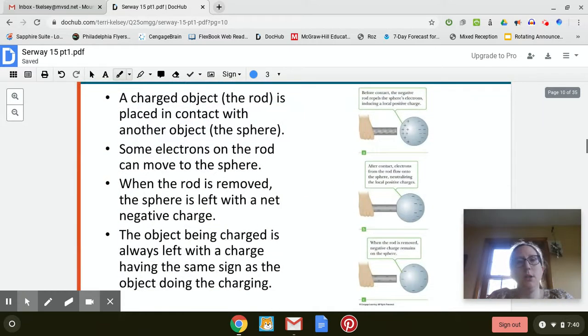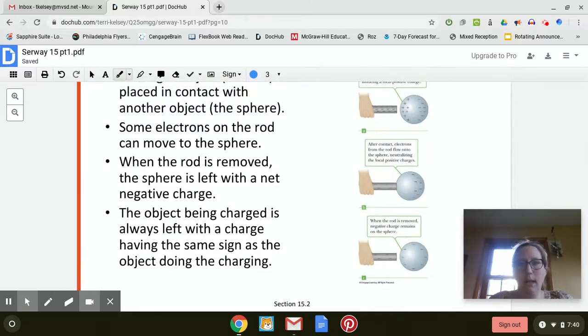All right, then we went through charging by conduction. So this is where you take a charged object. So this one is a negatively charged rod, and you bring it near a not charged object. And what happens is it polarizes, right? So the positive charges are attracted to the negative. Okay, when I make contact, what ends up jumping is the electrons. So then what ends up happening is I have a net negative charge on the object.